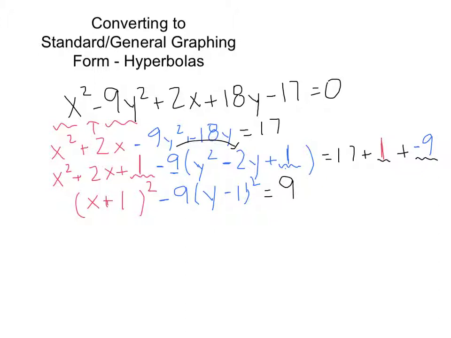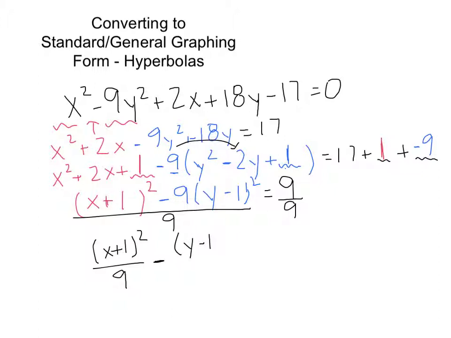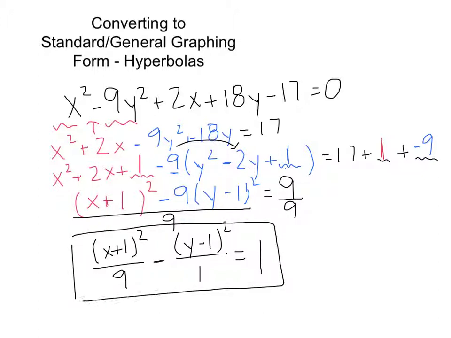Just like with the ellipses, hyperbolas always equal 1. So what we have to do is divide that side by 9, which means we have to divide the left side by 9 as well. So we want to think about fractions. We're going to have x plus 1 squared over 9 minus, well, the 9's cancel, so we're going to have y minus 1 squared over 1. You don't have to write over 1, but I like to write over 1 because it helps me actually graph and find information about my hyperbola. Equals 1. Now we have it in standard graphing form.